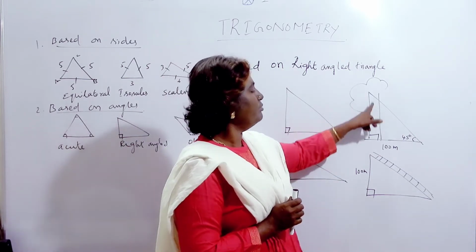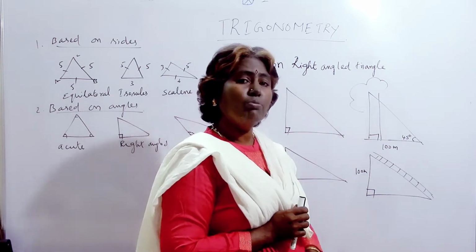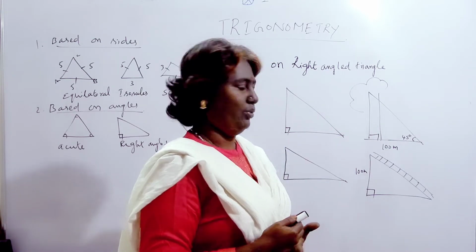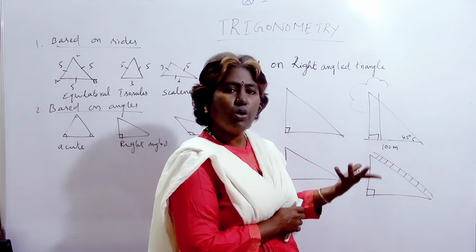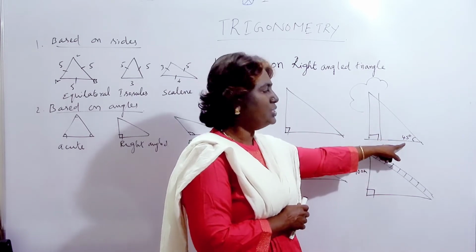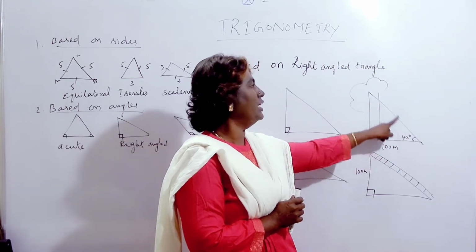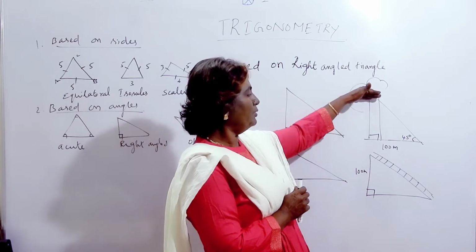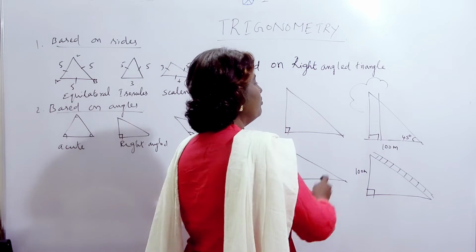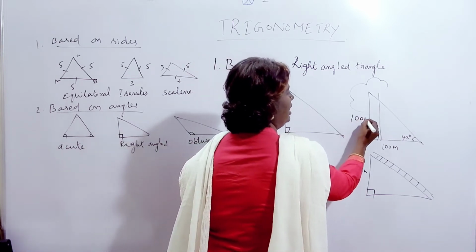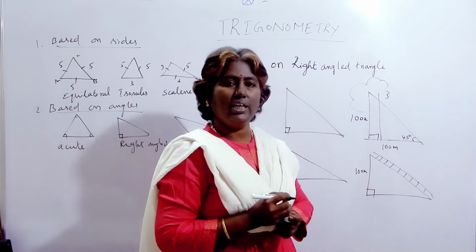As we know earlier, in a triangle, the sum of all three angles is how much? 180 degrees. Yes or no? So this is 90 degrees. Then the sum of these two angles will be what? 90 degrees. So if it is 45, then this will be 45 degrees only. So this is 45 degrees, then this is also 45 degrees. Opposite to 45 degrees, if it is 100 meters, then definitely the height of the tree also will be 100 meters only. So we know the ratios if the angle is 45 degrees.